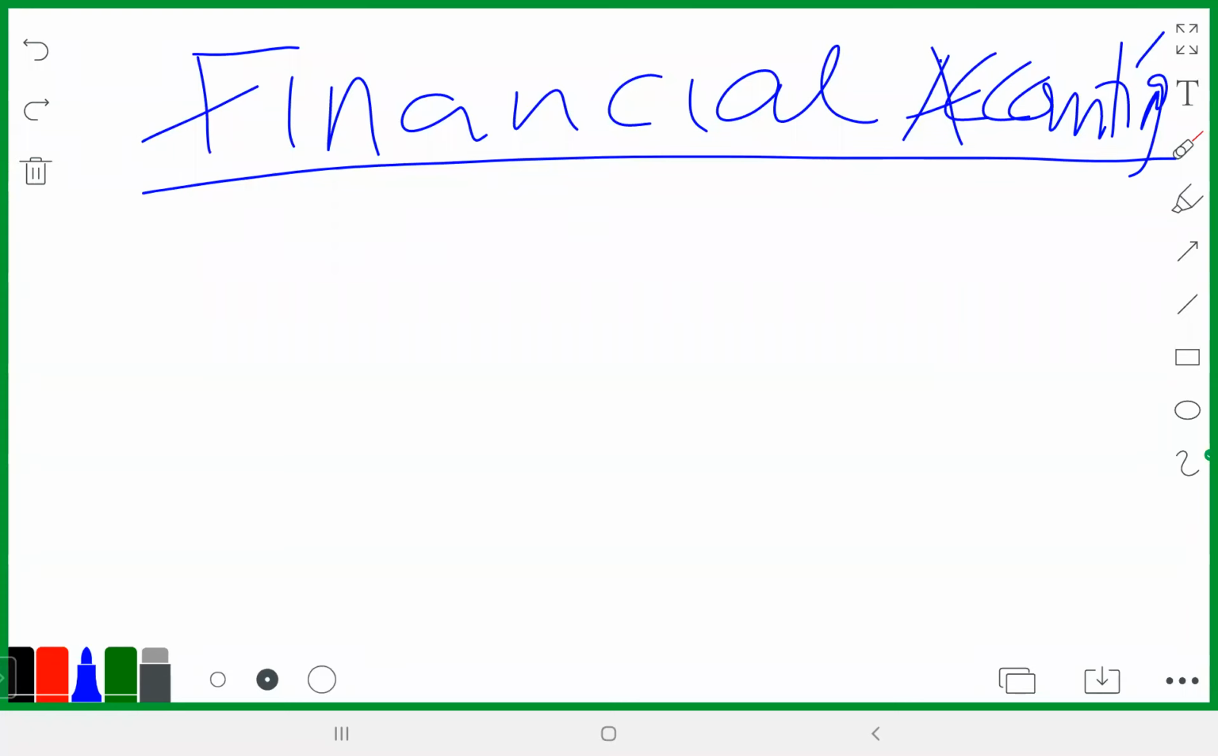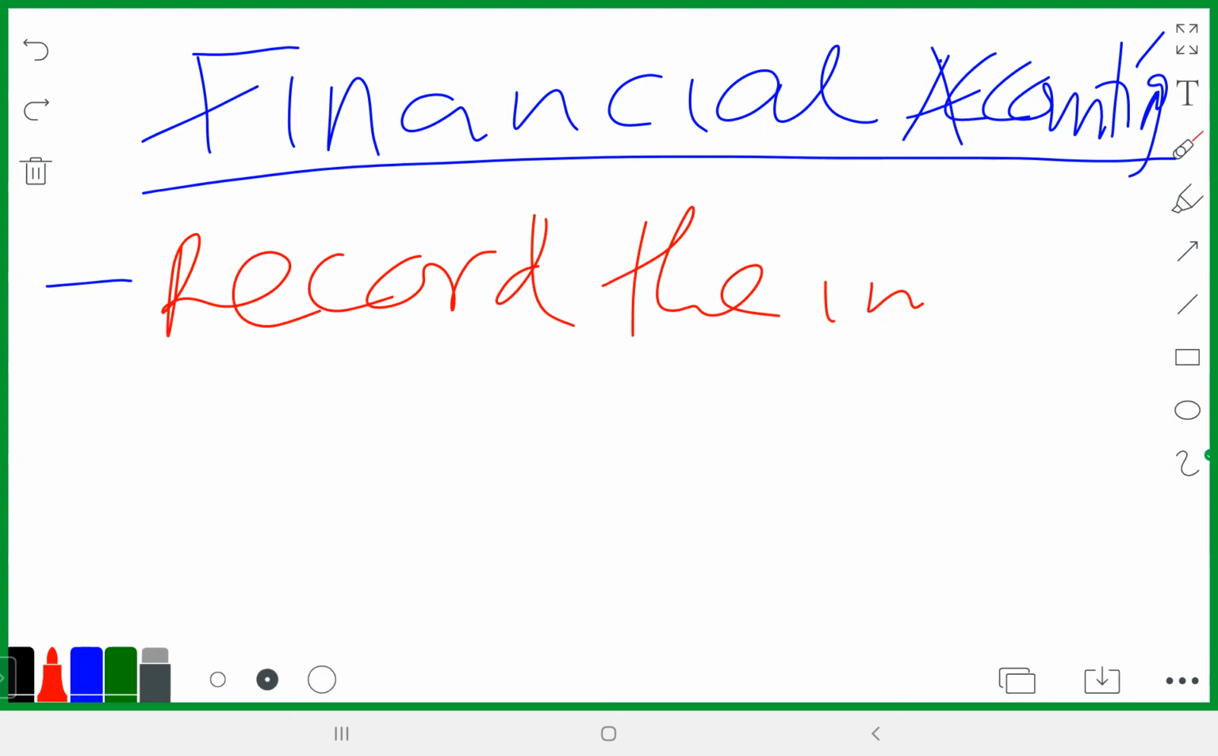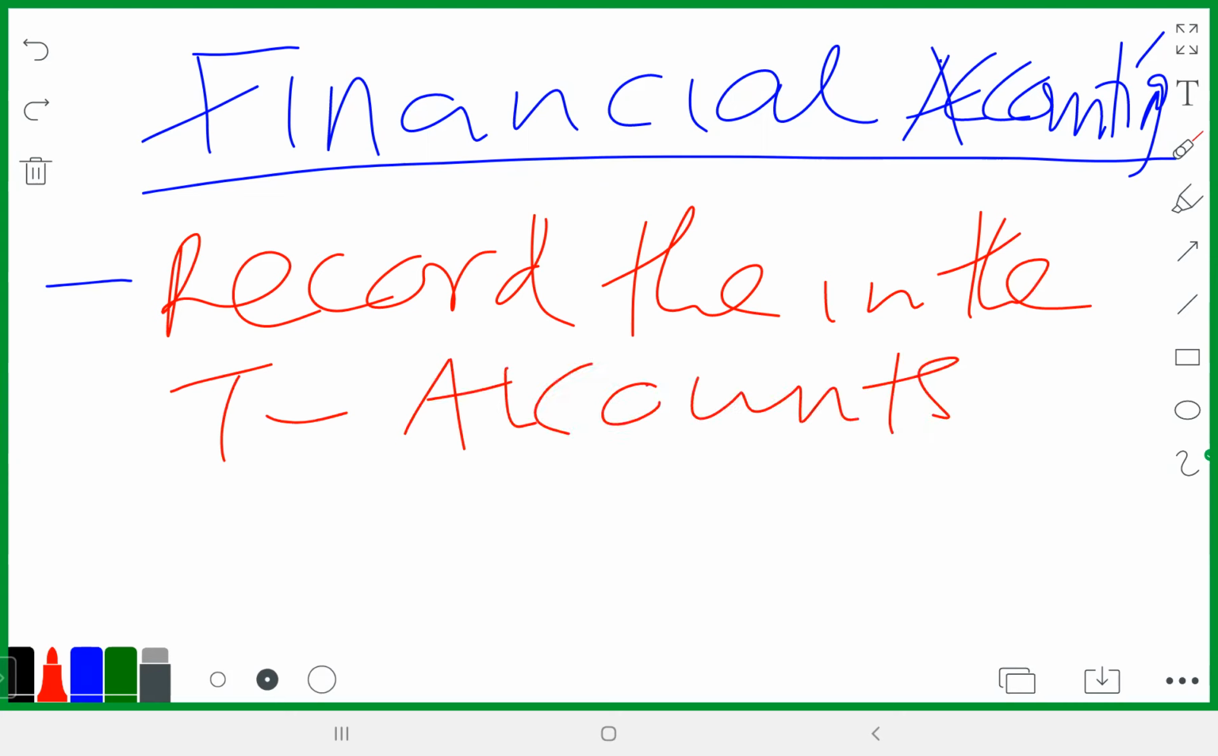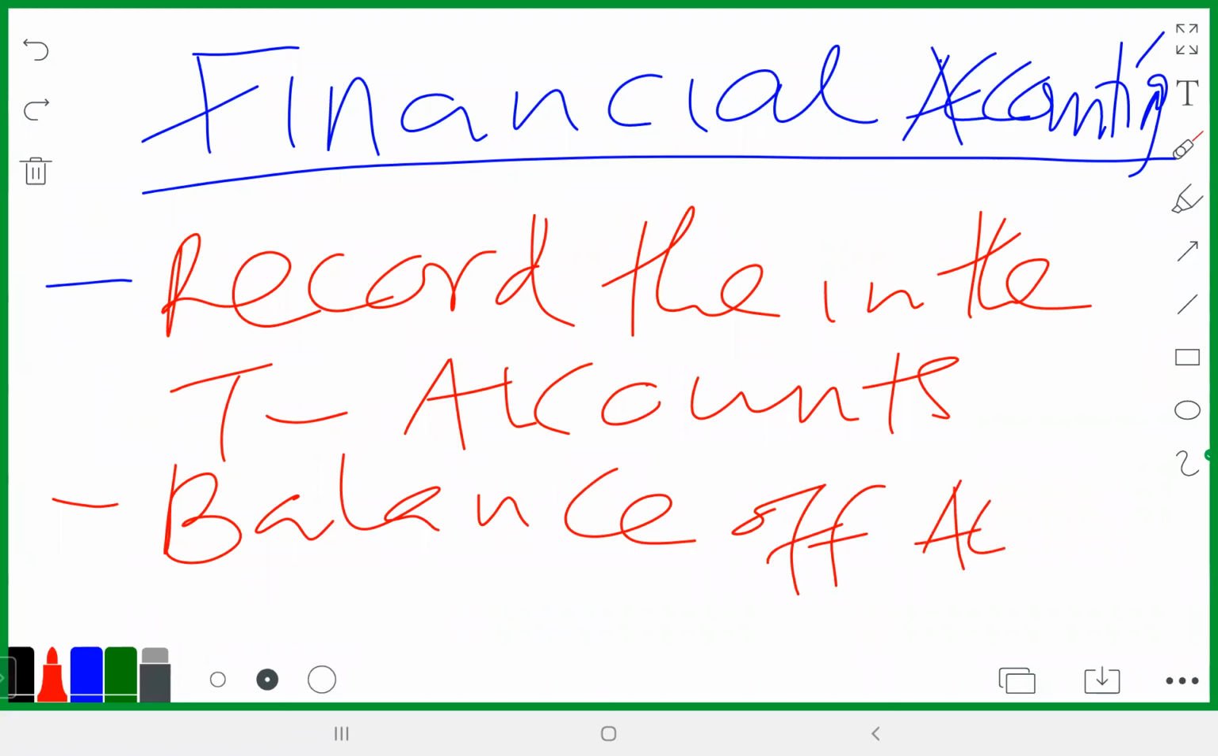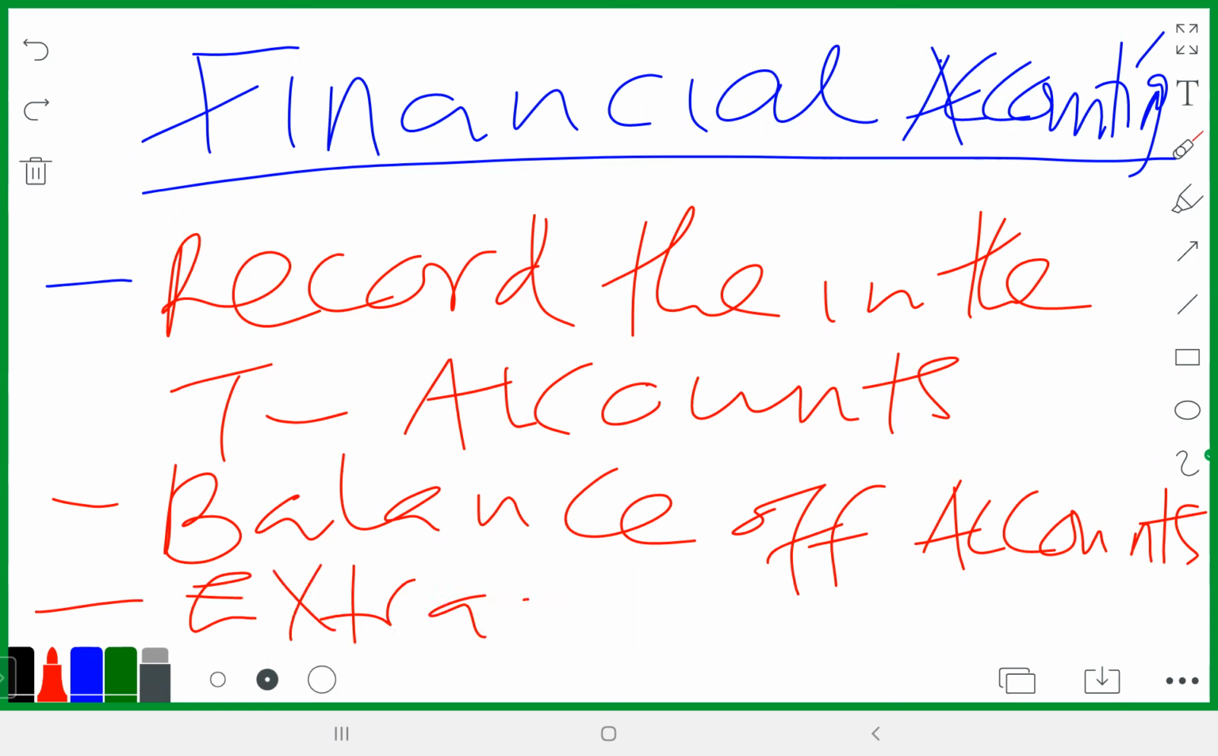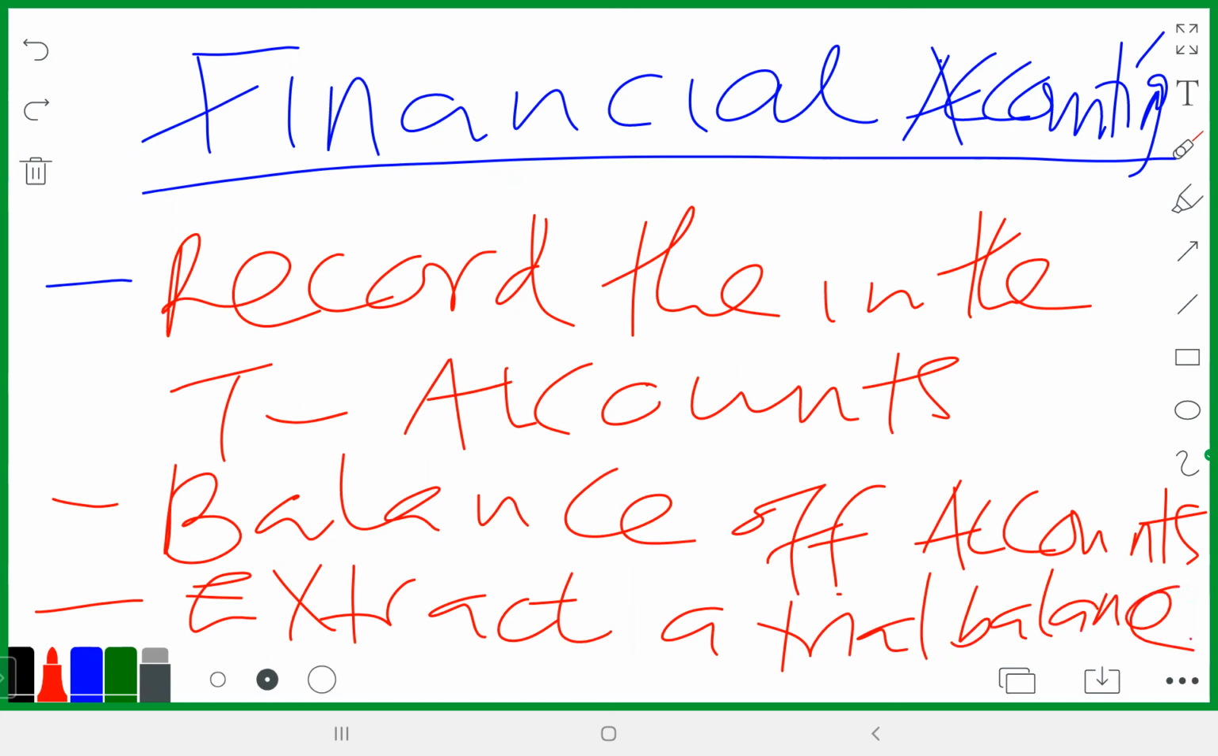We are going to teach you how to record transactions. May people switch off their mic, I'm getting some feedback. Okay, so we'll teach you how to record the transactions in the T accounts. Then after we have taught you how to record the transactions in the T accounts, you'll be taught to balance off the accounts. Once you know how to balance off or close the T accounts, you'll be trained on how to extract a trial balance from the T accounts that you would have balanced off.